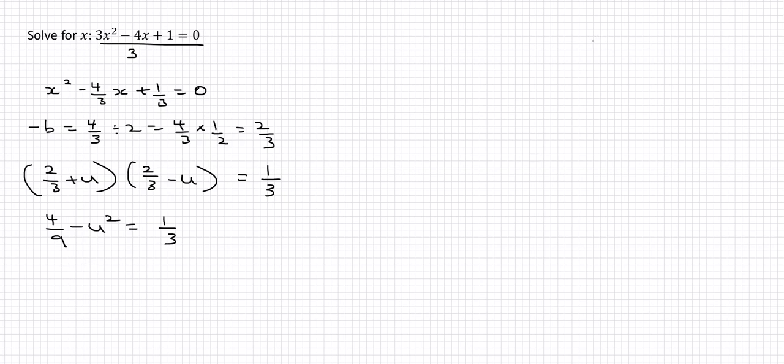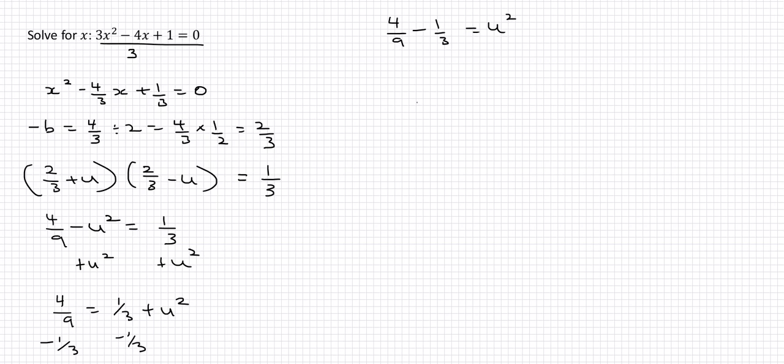Because it's a fraction, let's do it differently. We're going to add u squared to both sides. So you add u squared here. So we have 4 over 9 equal to 1 over 3 plus u squared. So next step is subtract 1 over 3 from both sides. Minus 1 over 3, minus 1 over 3. So 4 over 9 minus 1 over 3 is equal to u squared.